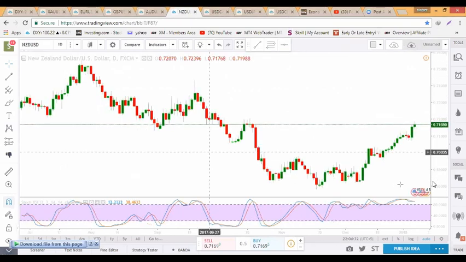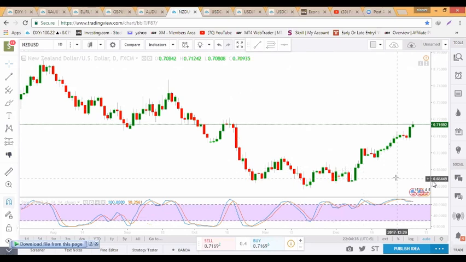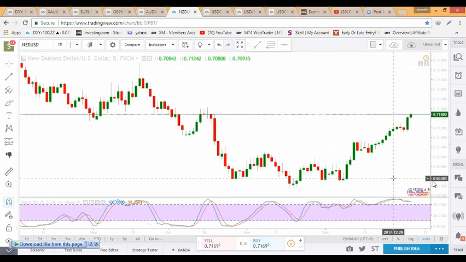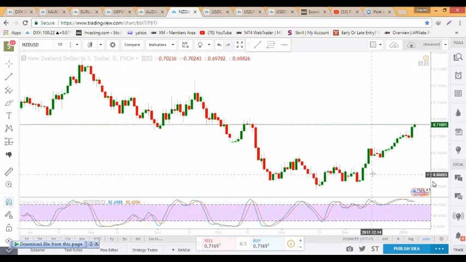Okay, let's move on to New Zealand dollar. Okay, so here's New Zealand dollar. Same story. You can see a very, very strong uptrend from here. But you can see the candles, the buyers are too reluctant to go up. But once it starts going up, then nobody can stop it. But at least you can expect some reversal.